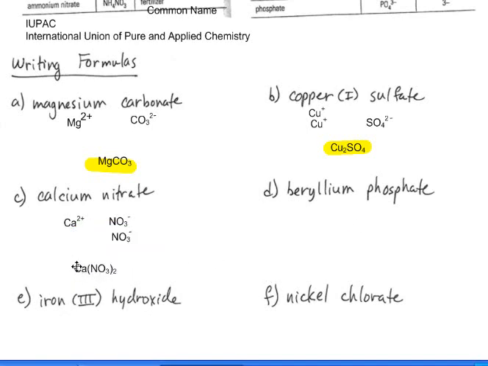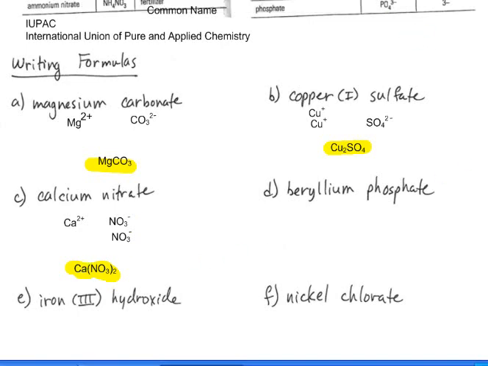So 1 calcium, and this 2 applies to everything immediately before it. Which is immediately before it? A set of brackets with NO3 inside. So that's how we would apply a subscript to a polyatomic ion and close it in brackets like that.